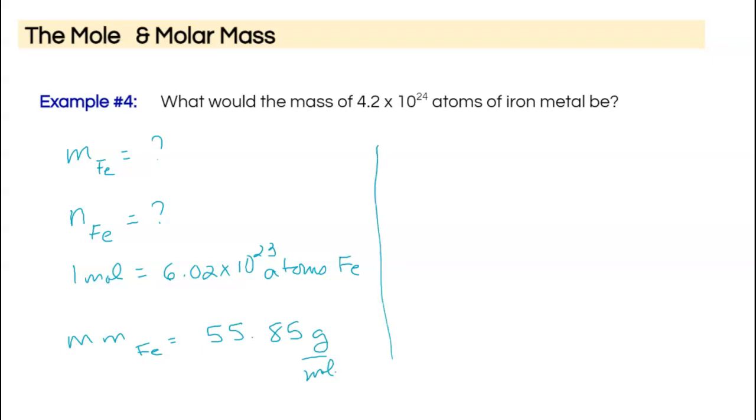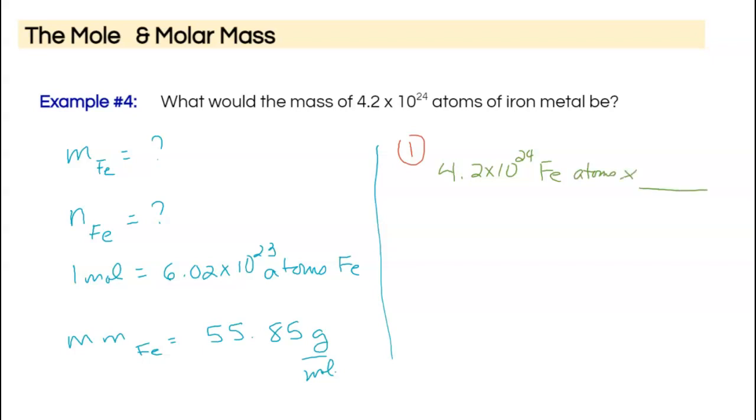So the first thing that I would do is figure out the number of moles of iron. If I figure out the number of moles of iron, I can then find out the mass. So I'm going to use Avogadro's number to help me out here. So bear with me. My first step is going to be, well, I know that I have 4.2 times 10 to the power of 24 atoms of iron.